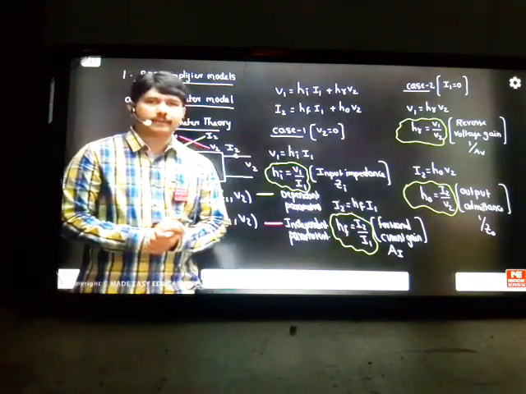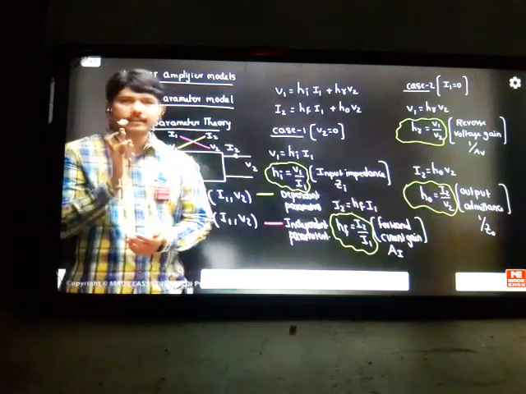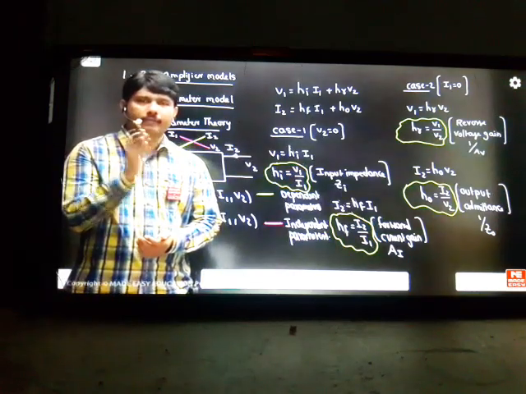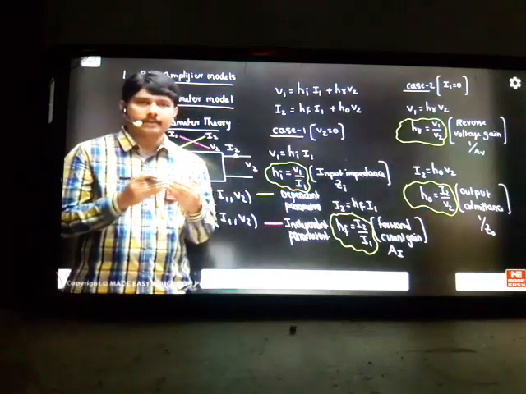So there are 4 letters on the board which we never forget in the modeling: HI, HF, HR, and H0. HI is telling about input impedance, you have to keep that in mind. HF is telling about forward current gain. HR is telling about reverse voltage gain. And lastly, H0 is telling about output, not impedance, it is output admittance.